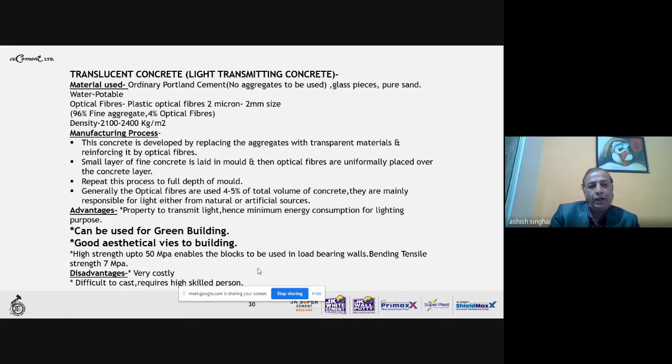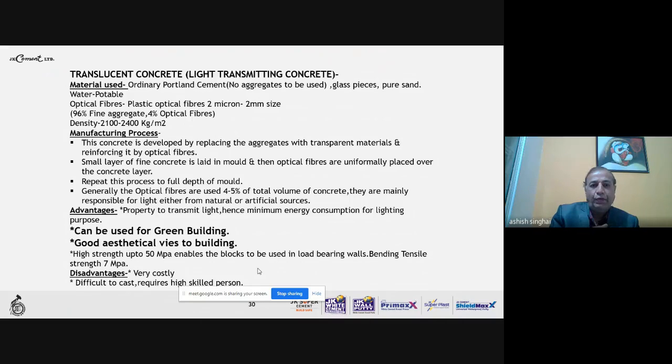Unfortunately, it is not available in India because of the costing parameters, but those friends who are listening to me from Europe or America might have come across translucent concrete somewhere or the other. So what is the basic composition of translucent concrete? It is very simple to make, not a very big rocket science.